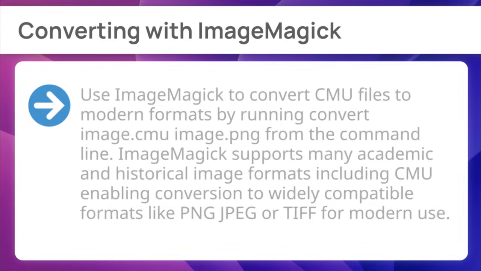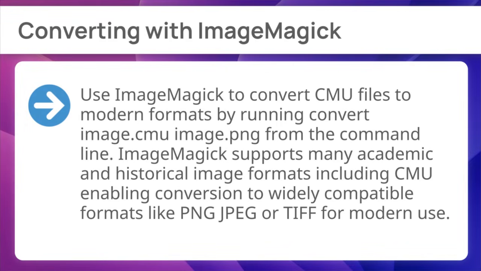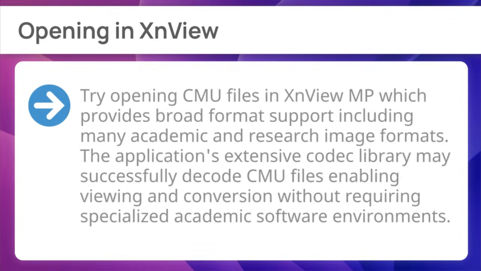First, converting with ImageMagick. Use ImageMagick to convert CMU files to modern formats by running convert image.cmu image.png from the command line. ImageMagick supports many academic and historical image formats, including CMU, enabling conversion to widely compatible formats like PNG, JPEG, or TIFF for modern use.